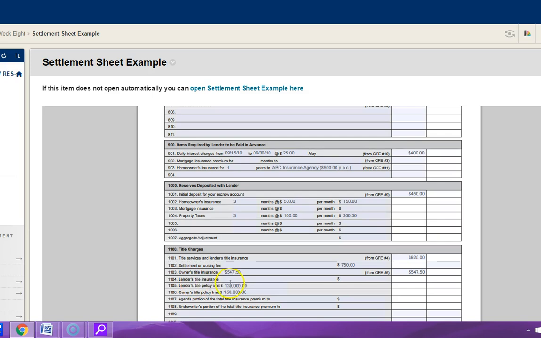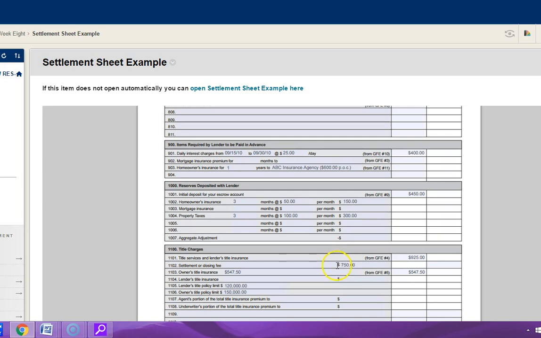lender's policy, the policy that the bank has issued to it, goes up to the loan amount of $150,000, but the owner's policy, the policy the buyer wants issued to him or her, goes up to the purchase price. Okay, and then you could just make up an amount as a charge for homeowners insurance.